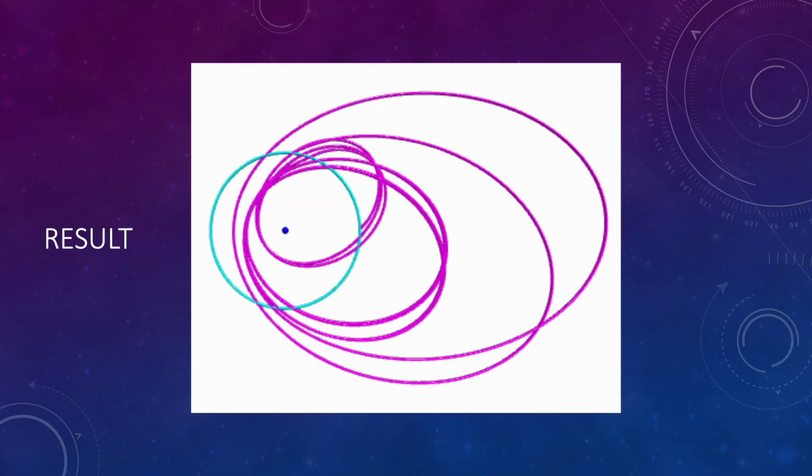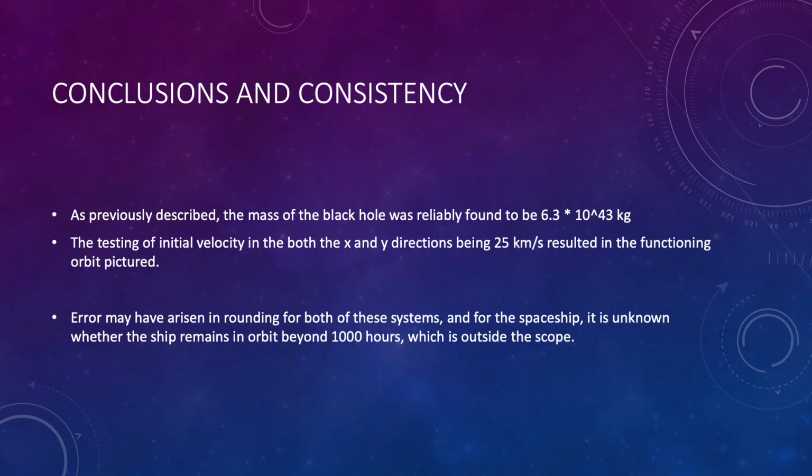We can see here that the cyan is the motion of our planet and the pink is the motion of our spaceship. We are orbiting both bodies and we aren't escaping. So we've completed our goal using the speeds of 25 kilometers per second. Regarding conclusions, that was our conclusion for part 2, and our conclusion for part 1 was 6.3 times 10 to the 43 kilograms for the mass of the black hole.